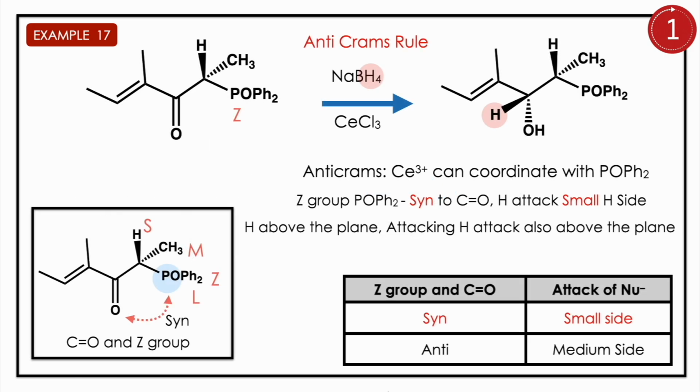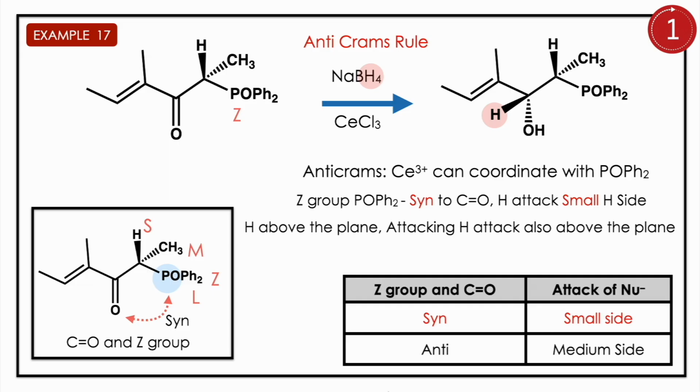Here the starting material is a ketone. You have an alpha chiral carbon, but you have phosphine, which is a coordinating group, and you are using cerium. So there are chances of anti-Cram's rule. The first step will be assigning large, medium, small and Z group. Here the large group and Z group are the same, phosphine; the medium group is methyl; the small group is hydrogen.